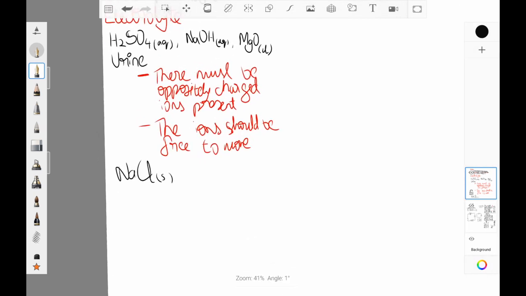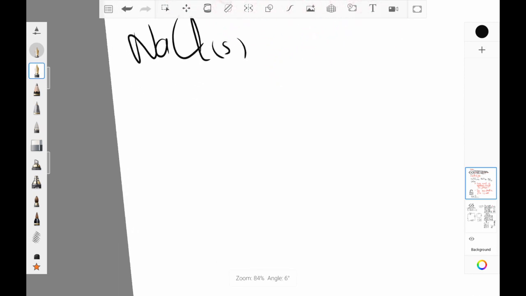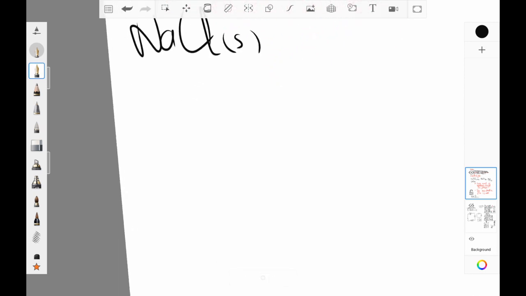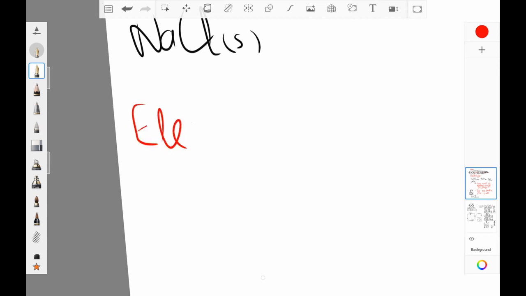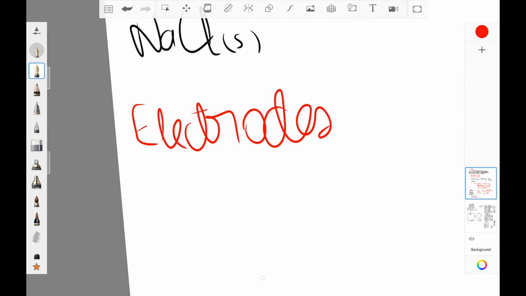Now, electrodes are basically just conductors. Let me write this down. Electrodes. Electrodes are just solid conductors in the form of rods, plates, or wires by which electricity enters and leaves the electrolyte.